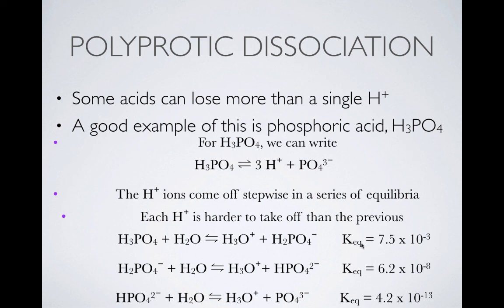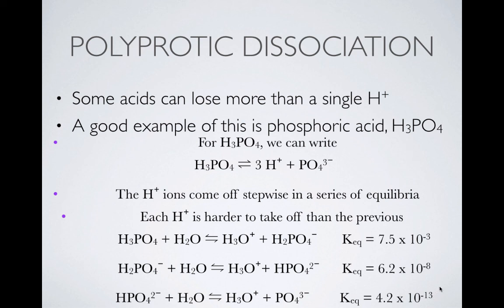So here's our first equilibrium constant. This would also be called a Ka1 to indicate that's a Ka for the first hydrogen. And we're looking at 7.5 times 10 to the minus 3. Second hydrogen, so this could also be called Ka2: 6.2 times 10 to the minus 8. And then, of course, this third hydrogen, extremely difficult to take off, and that would be Ka3, 4.2 times 10 to the minus 13. So you can see we have a factor of about 100,000 less for each step trying to take that next hydrogen off that acid.